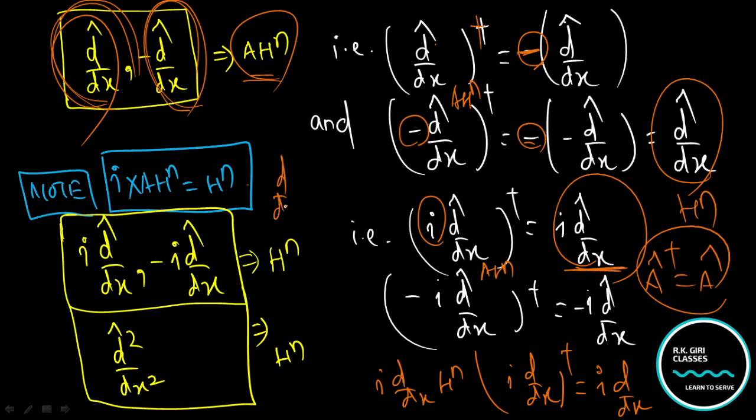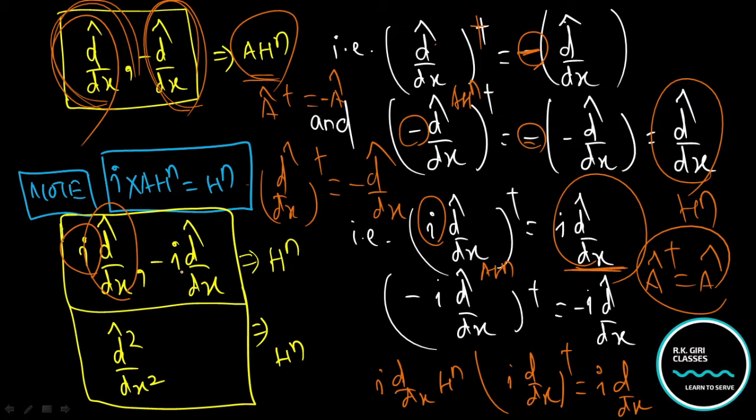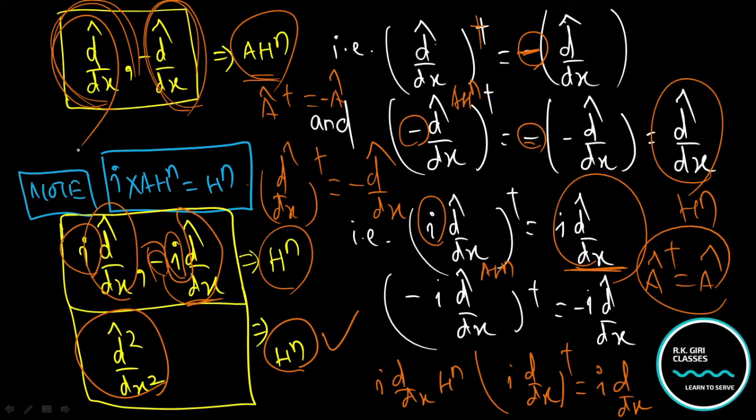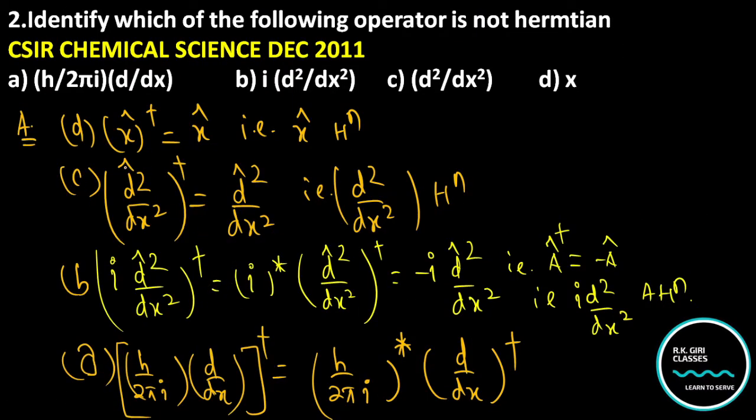But the question is, this is an anti-Hermitian operator, that means its dagger is equal to minus d/dx, because of the anti-Hermitian condition: A cap dagger is equal to minus A, right? So no need to go into that detailed solution, just focus on that. i into the anti-Hermitian operator, i into minus d/dx, then the result will be a Hermitian operator. And d square by dx square is a Hermitian operator. Keep it in mind: d/dx is anti-Hermitian, minus d/dx is anti-Hermitian, but d square by dx square is a Hermitian operator. Now question number 2.